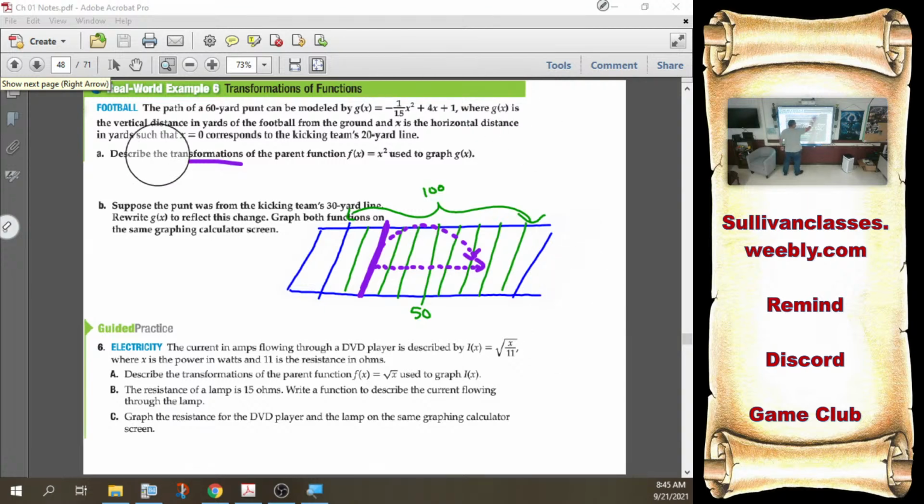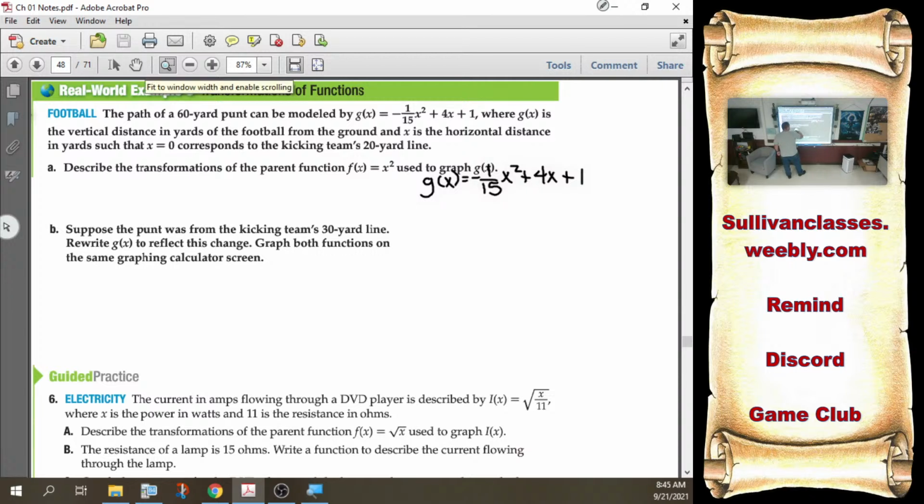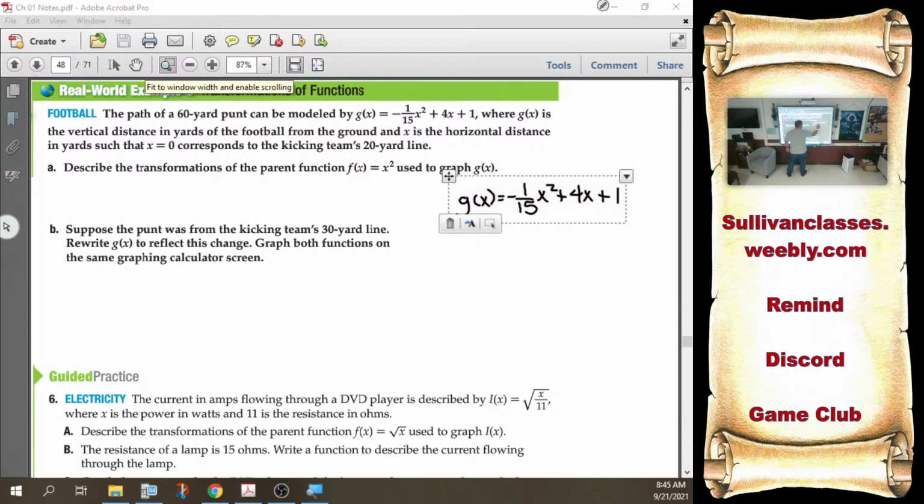Well, how am I going to describe the transformations if it's not in transformation form? Make it transformation form. If g of x is -1/15 x squared plus 4x plus 1, I need to transform that into transformation form. Transformation form has a term squared. So all the way back to Algebra 1. You saw it again in Algebra 2. You keep forgetting it because as soon as we tell you quadratic formula, you forget it exists. Complete the square. Okay?